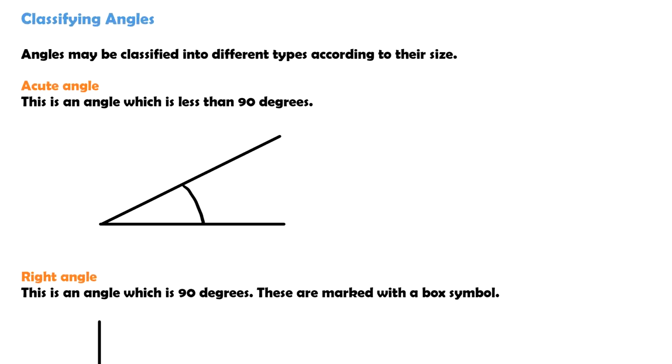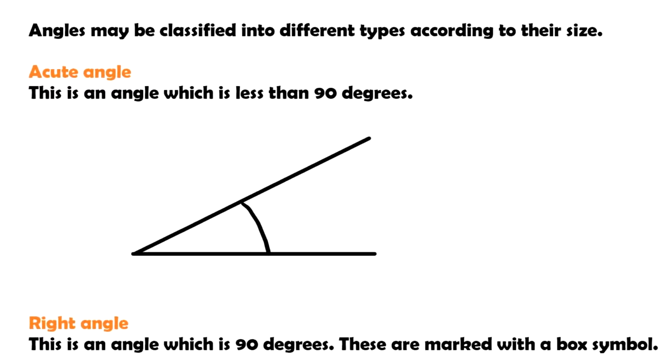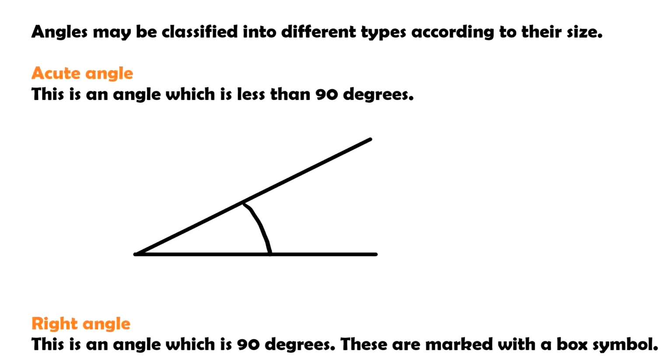In this video, we're looking at classifying angles. Angles may be classified into different types according to their size, and we measure the size in what we call degrees. The first angle we're looking at is something called the acute angle. The acute angle is an angle which is less than 90 degrees.